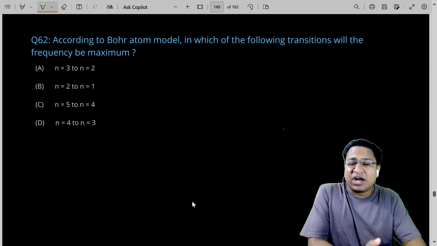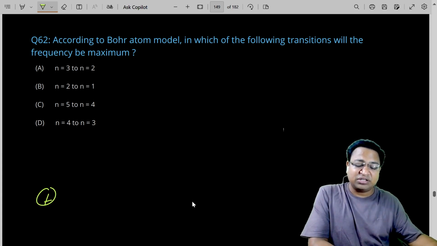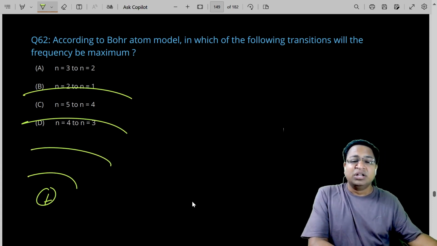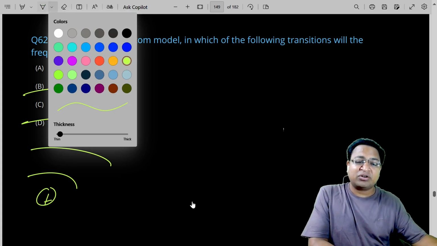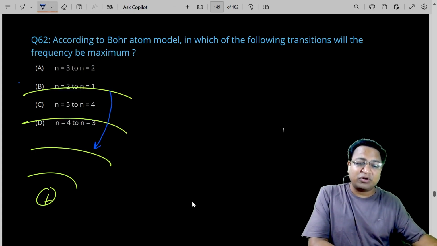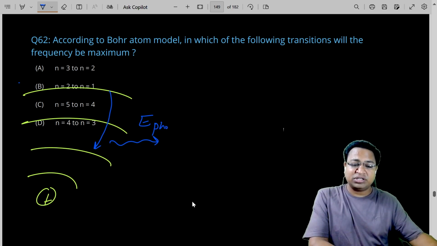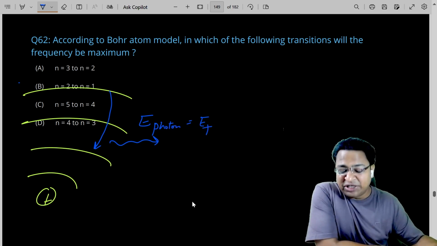Now, this question says, according to the Bohr atom model, in which of the transitions will the frequency be maximum? Now, let's try to understand this, guys. This is, let's say, the nucleus of a hydrogen atom or a hydrogen-like atom. These are the orbits. So every time an electron jumps from any higher orbit to a lower orbit, it gives out a photon. And the energy of this photon is equal to the energy of transition. That is one thing that we are going to use.